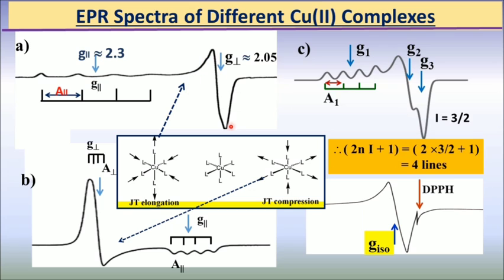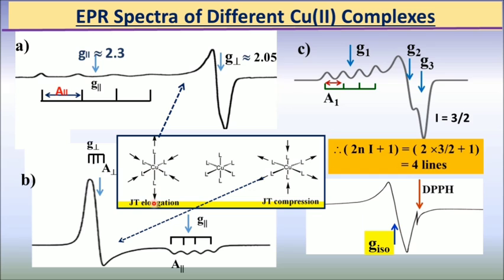The signal is more intense, whereas the hyperfine coupling, because the unpaired electron present in copper couples with the copper nucleus, gives 4 lines. This is the hyperfine coupling constant. In g perpendicular, it is not resolved. Here, the copper complex is JT active, undergoing strong Jahn-Teller distortion.